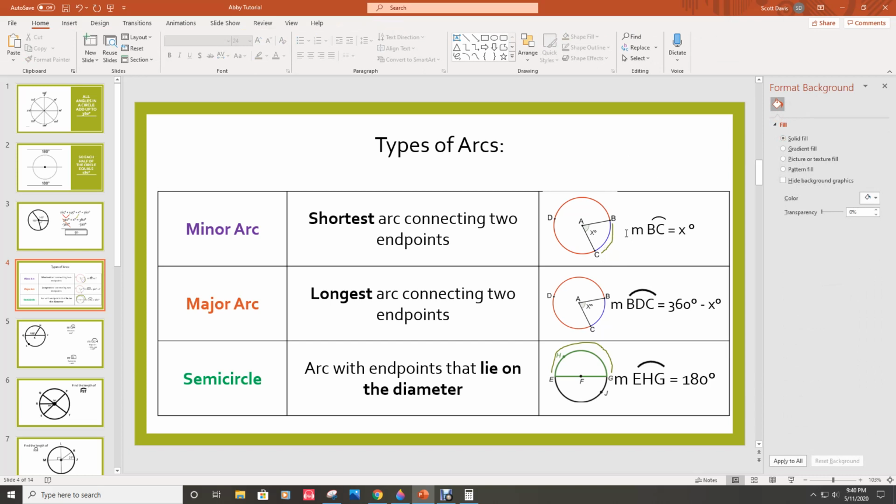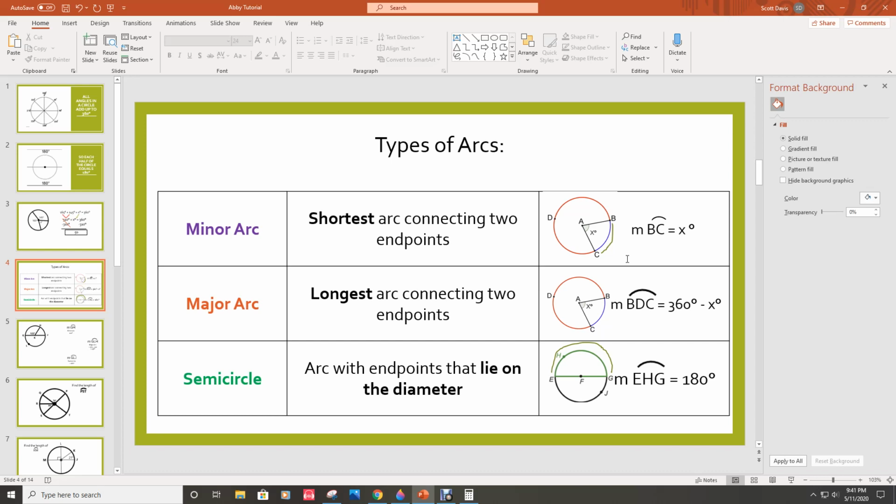Now, see how that is smaller than this big gigantic red arc here? It's the shortest arc connecting two endpoints. And oftentimes you will have an angle measurement already listed here. It won't be X, it might be, I don't know, 47 or 50 or whichever it is. And so you know when it's a minor arc that it's going to be that angle.